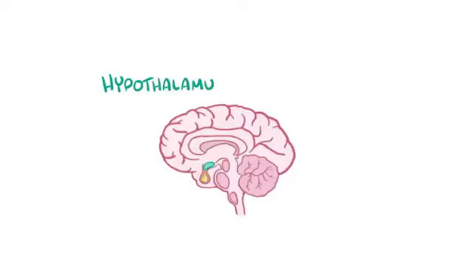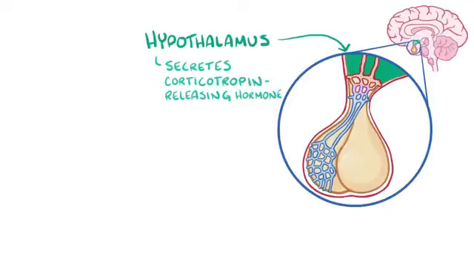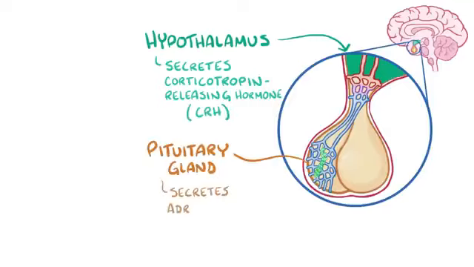Normally, the hypothalamus, which is located at the base of the brain, secretes corticotropin-releasing hormone, known as CRH, which stimulates the pituitary gland to secrete adrenocorticotropic hormone, known as ACTH.